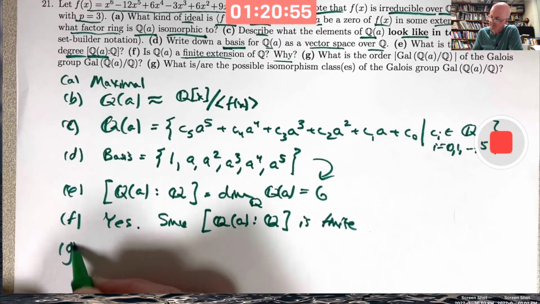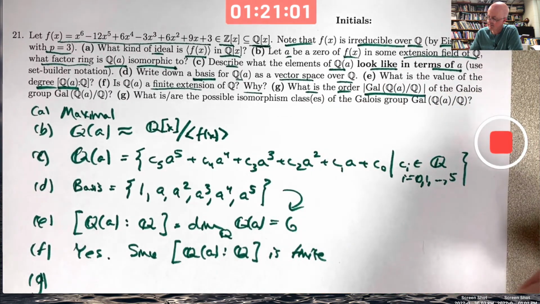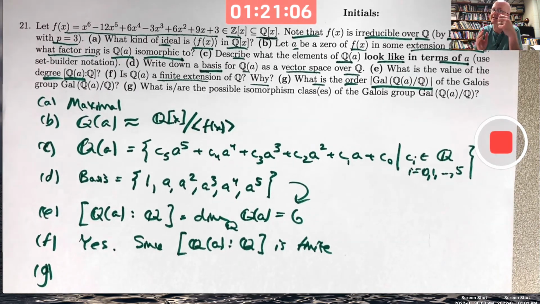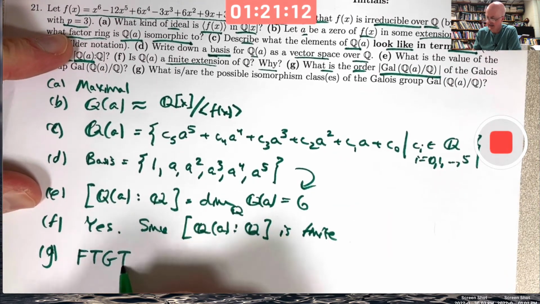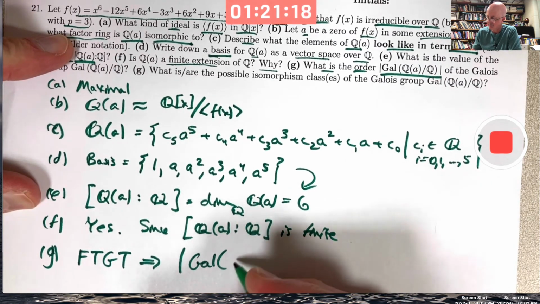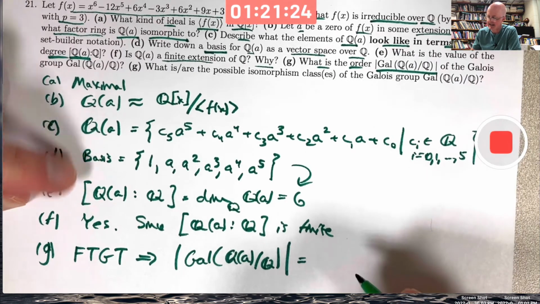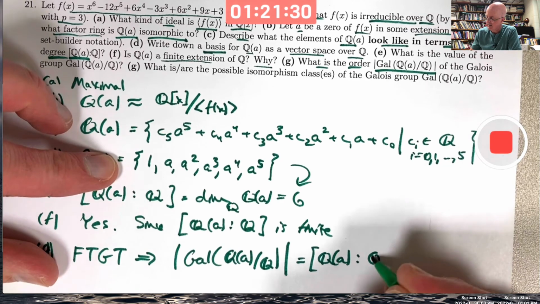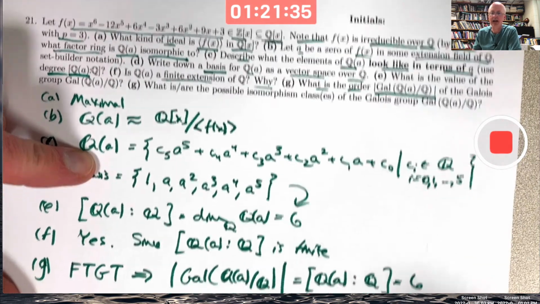Part G. All right, here's a little Galois theory. What is the order of the Galois group? You've got to know the fundamental theorem of Galois theory here, not just the definition of the Galois group. The fundamental theorem of Galois theory implies that the order of the Galois group of Q of a over Q is the same as the degree of Q of a over Q, which is 6. So the Galois group as a group has order 6.